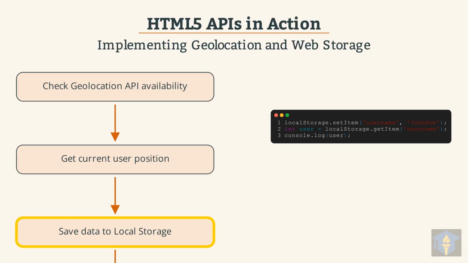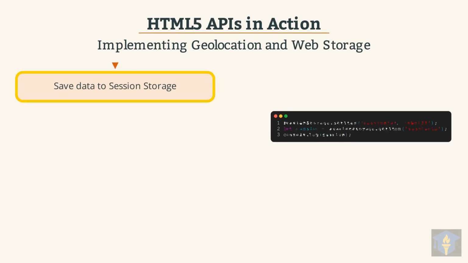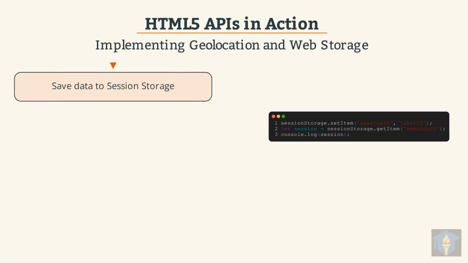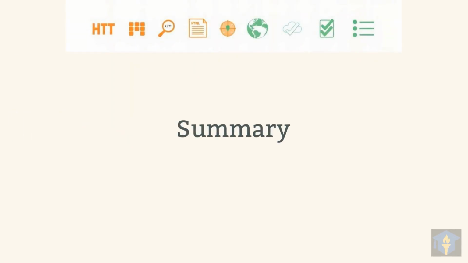Next, let's look at saving data persistently using the browser's local storage mechanism. Here, we demonstrate saving a username to local storage and then retrieving it, persisting data across sessions. Finally, we'll explore saving data for the current session using session storage. This code illustrates how to store a session ID in session storage, which persists only for the current browser tab's duration.